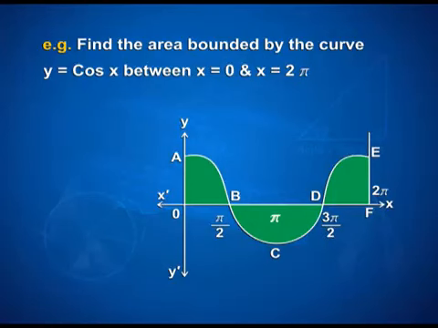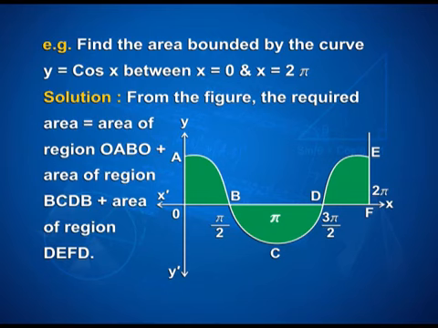Let us see one more example here. Find the area bounded by the curve y is equal to cos x between x is equal to 0 and x is equal to 2 pi. For the solution, from the figure, the required area is equal to the area of the region OABO plus the area of the region BCDB plus the area of the region DEFD. These three shaded areas are to be calculated.